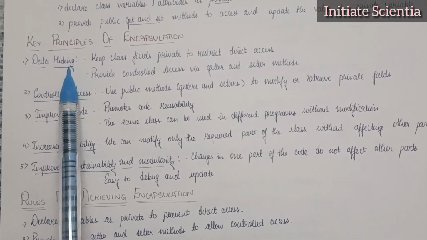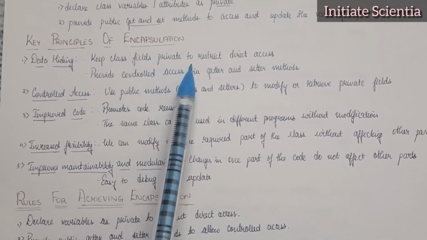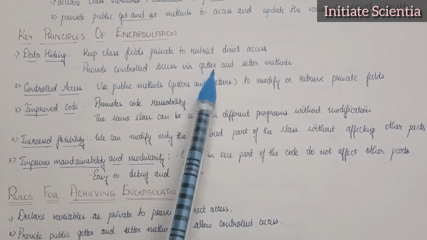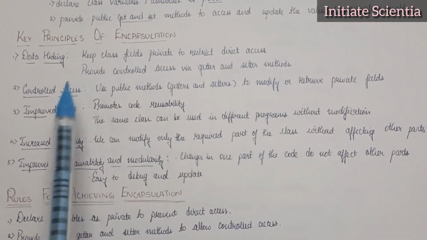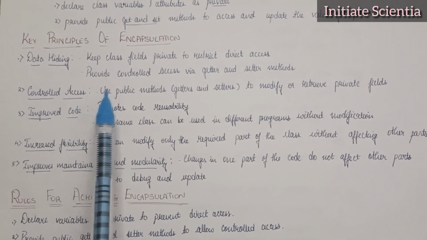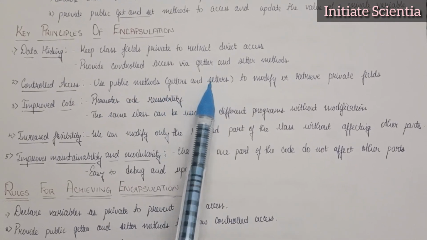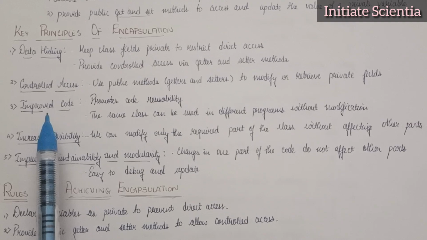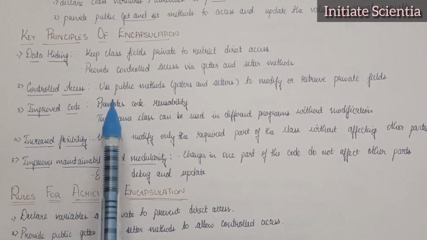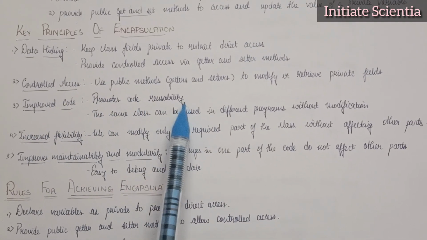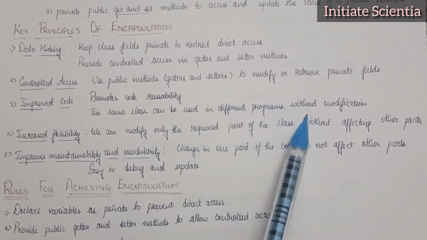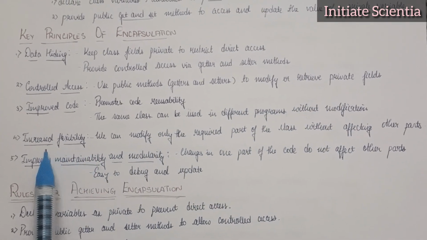First principle is data hiding. Keeps the class fields private to restrict the direct access. Provides controlled access via getter and setter methods. Controlled access: use public methods like getters and setters to modify or retrieve the private fields. Improved code: promotes code reusability. The same class can be used in different programs without modification.